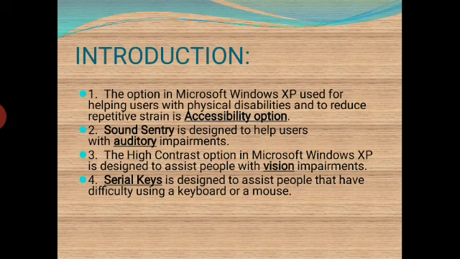The options in Microsoft Windows XP used for helping users with physical disability and to reduce repetitive strain is accessibility option. Sound Sentry is designed to help users with auditory impairment. The high contrast option in Microsoft Windows is designed to assist people with a vision impairment. Serial key is designed to assist people that have difficulty using a keyboard or a mouse.